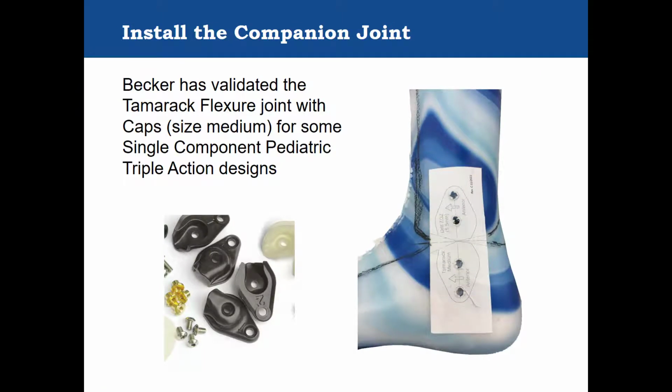If a free motion companion joint is used, install the joint on the medial side of the ankle. A good choice for a companion joint for the pediatric triple action is the medium-sized Tamarack flexure joint. The Tamarack, when installed using Tamarack caps, has been validated through mechanical testing as a suitable companion joint for pediatric triple action AFOs.